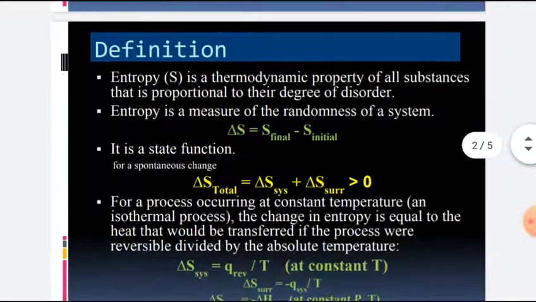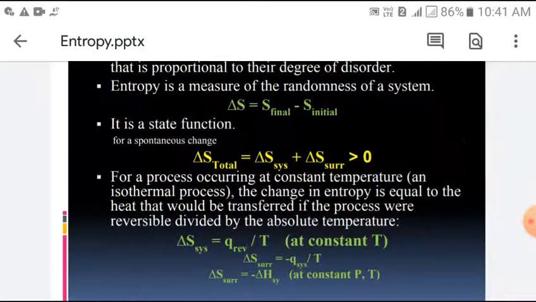Today we are going to start with the concept of entropy. The first question which comes to our mind is: what is entropy?